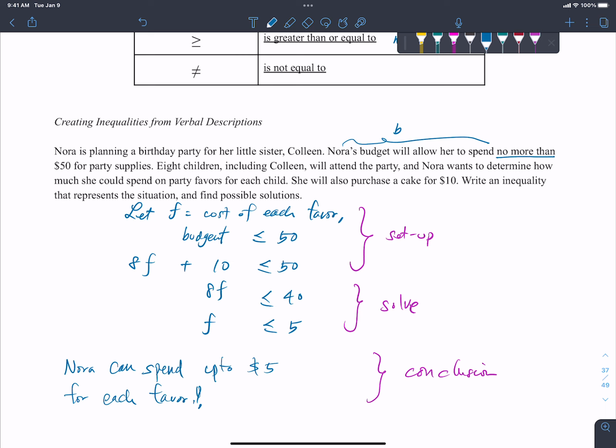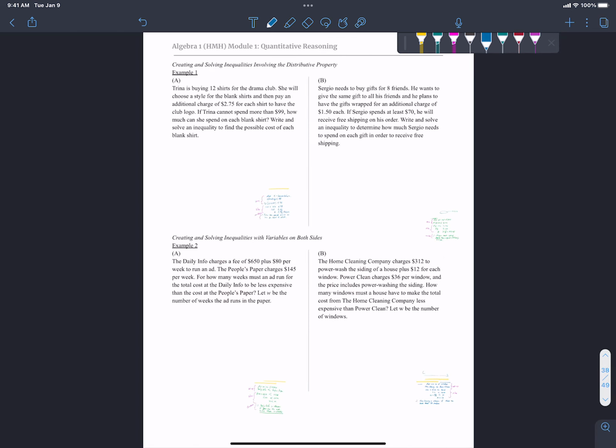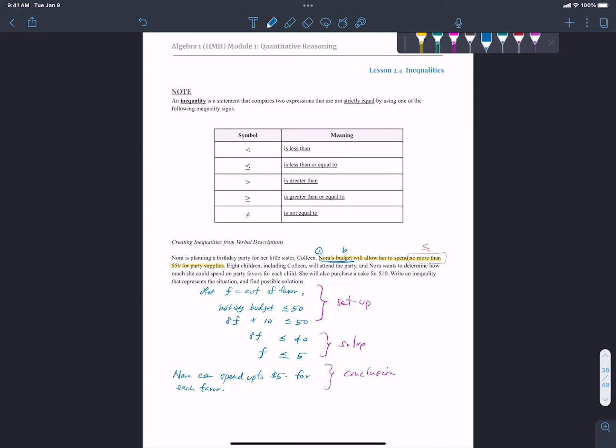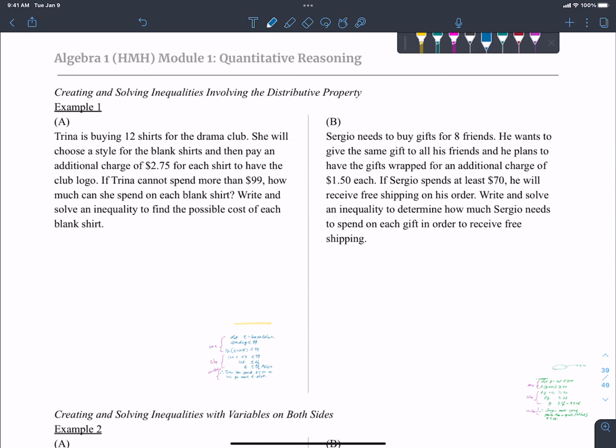So now let's move on to some example questions. Okay, this is actually what I worked on earlier. Okay, so we have example 1. So we got Trina is buying 12 shirts for drama club.